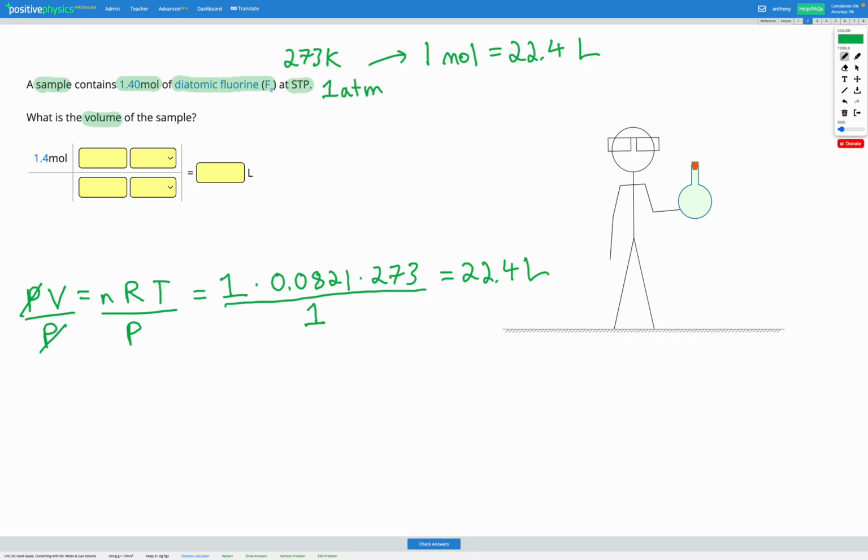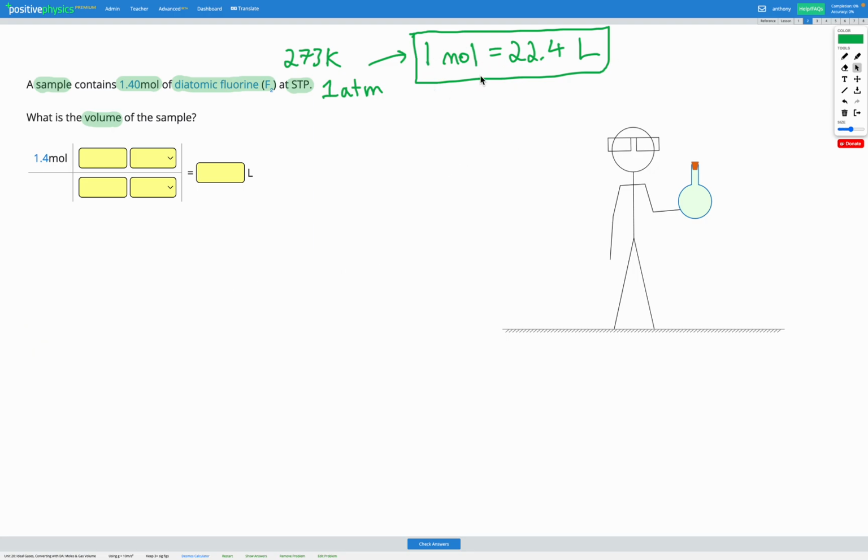So that's the work to do to get to this shortcut, which we're going to be using from now on. But you have to remember this only works at STP, standard temperature and pressure. We can't use it for a question if the temperature or pressure are different. In that case, we'll have to go back to using this equation for the ideal gas law. Okay, so back to the question.